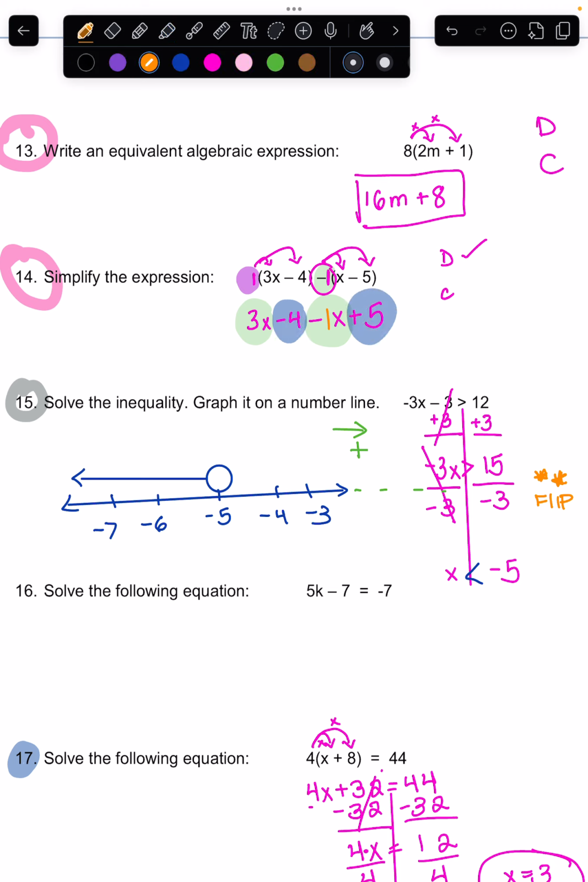So again, we are combining like terms. So you'll get 2x plus 1. Nothing else for you to do. So that is our simplest form.